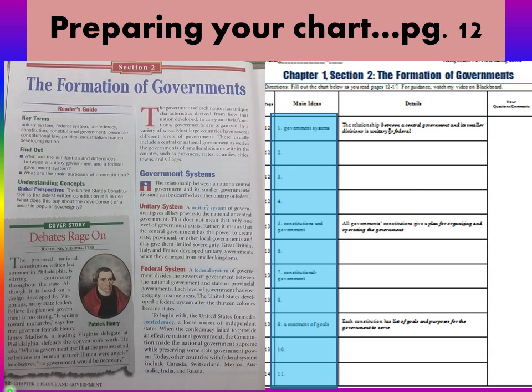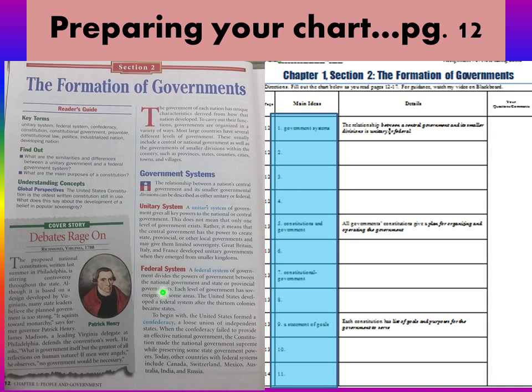You're starting on page 12. You're just going to skim through and write down any words you see that are highlighted. Not this part up here, but like this right here. Government systems. I already wrote that here. Next, number 2. And don't write the details yet. Just stick to the main ideas. Get this all prepared. Next, you see unitary system. Write that here. You don't need to write this vocabulary word again because you already wrote it.